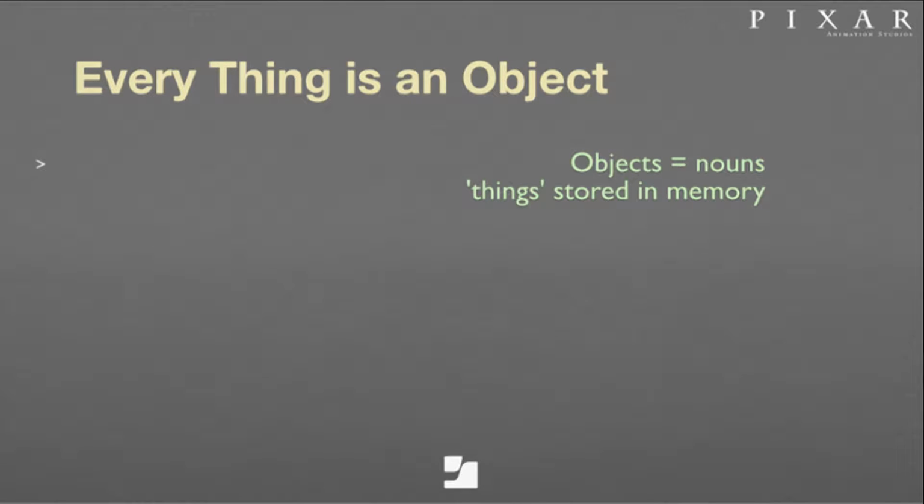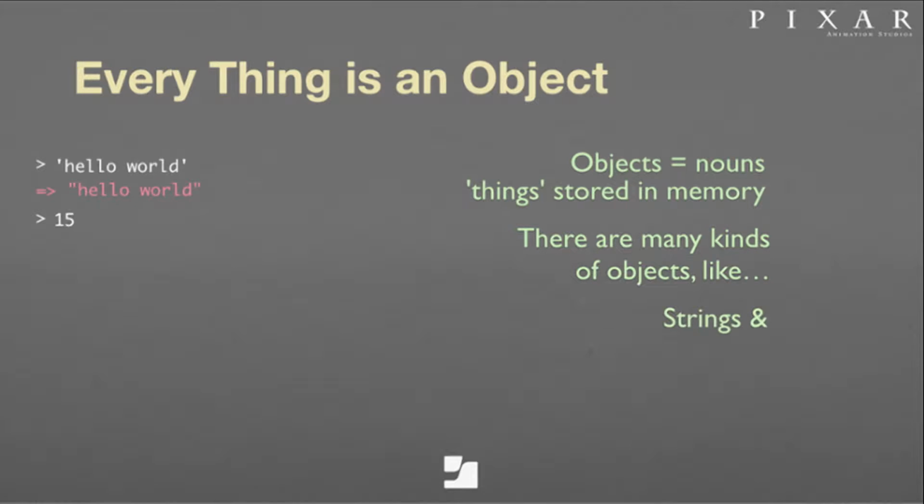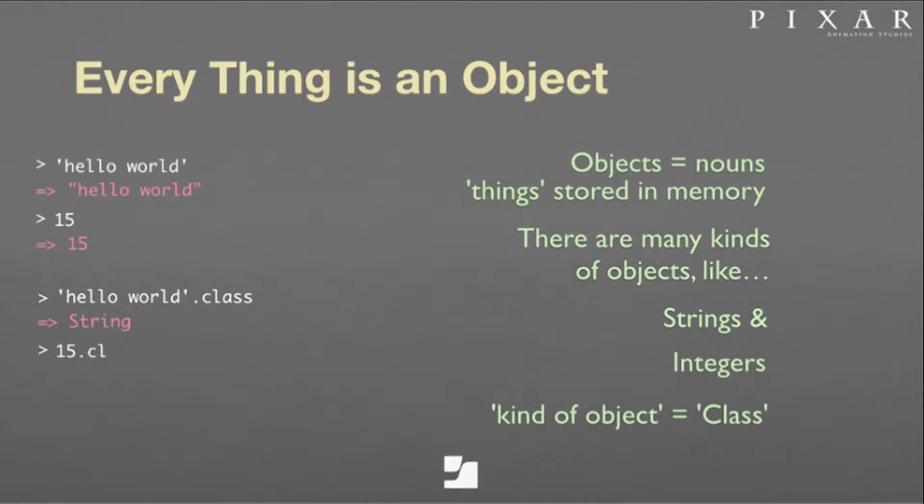So all this stuff that we're seeing in this IRB session, you could just put in an actual script, in a Ruby script. Just like anything you type in Bash, you can just put into a file and execute it. Same with Ruby. Anything you type here in IRB, you can throw into a file and execute it.